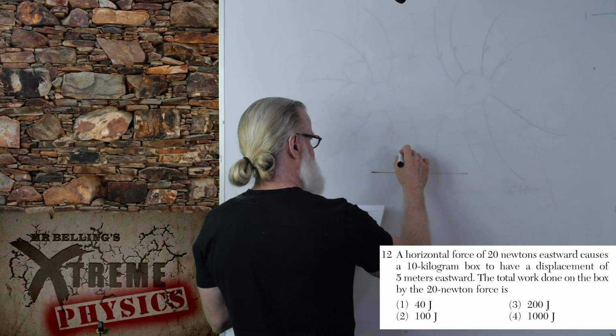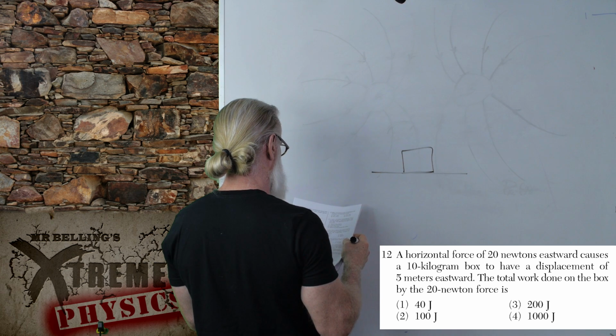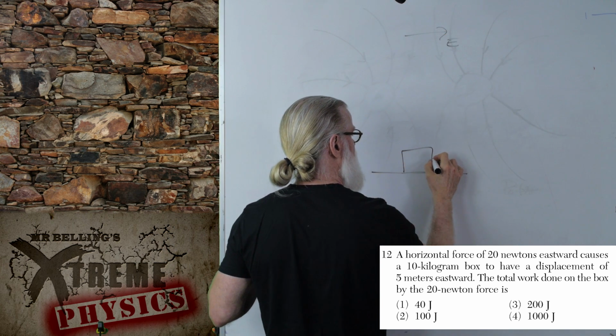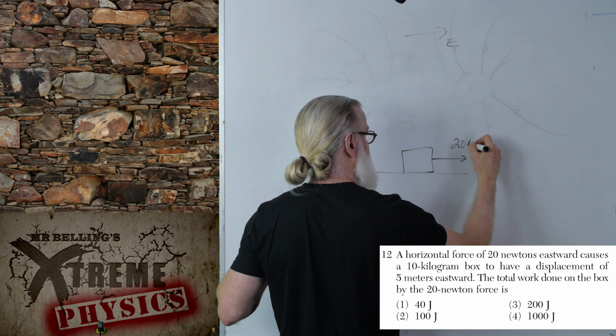We've got a box. And a horizontal force of 20 newtons eastward. All right, east. All right, 20 newtons. Putting 20 newtons of force on that.